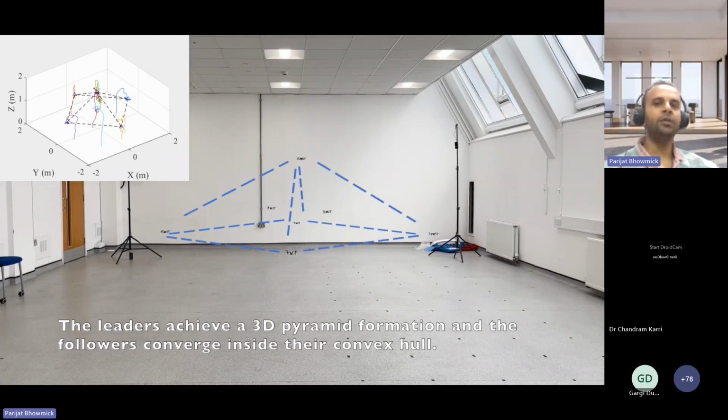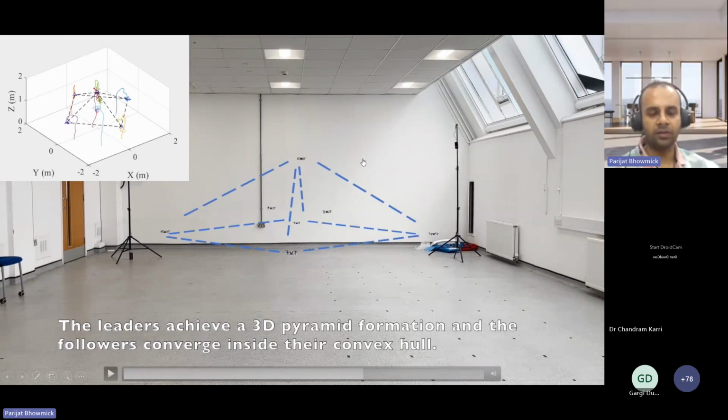And in the other video that you saw at the beginning on drones, there you saw only the two-dimensional formation control, right? That means it is restricted to one plane only. But now it is three-dimensional.